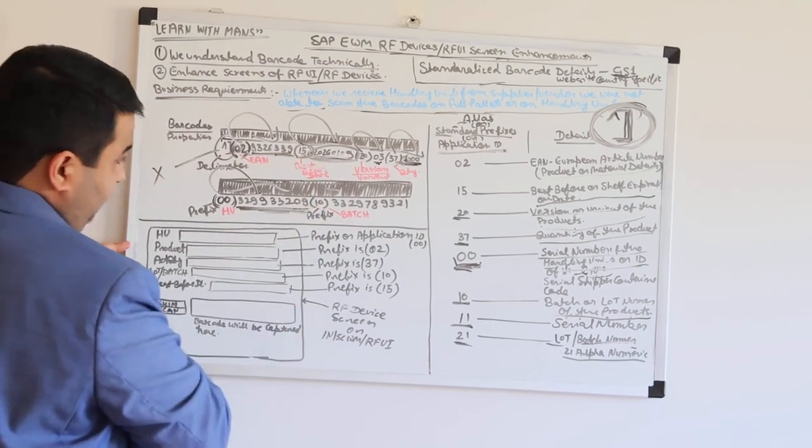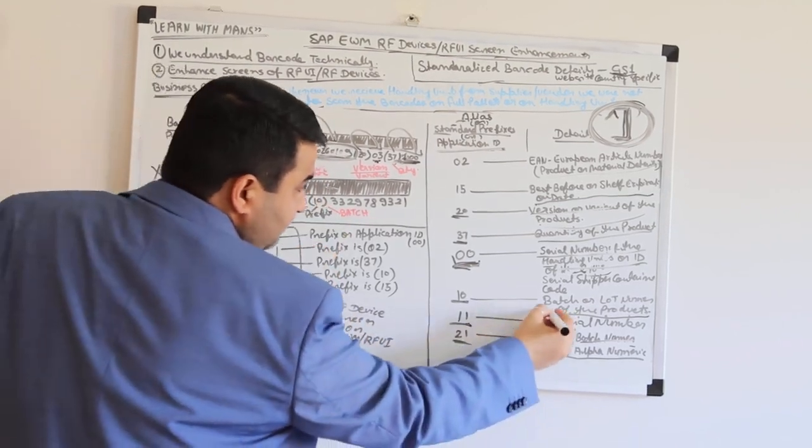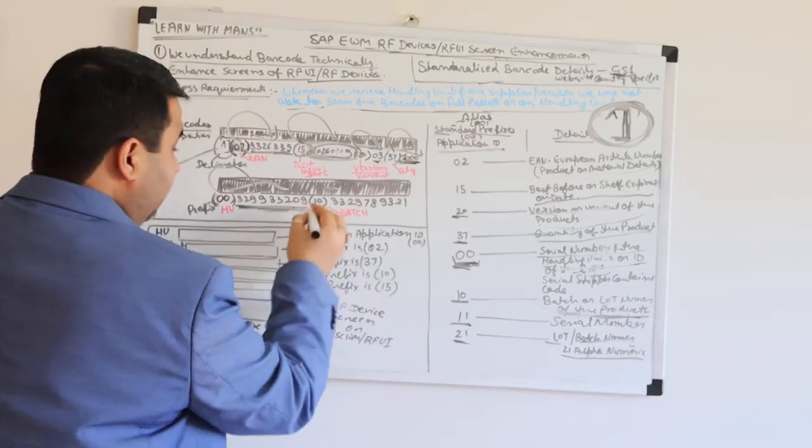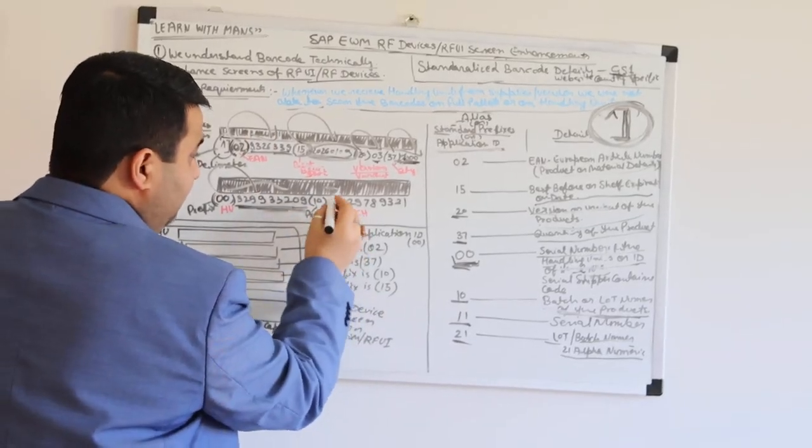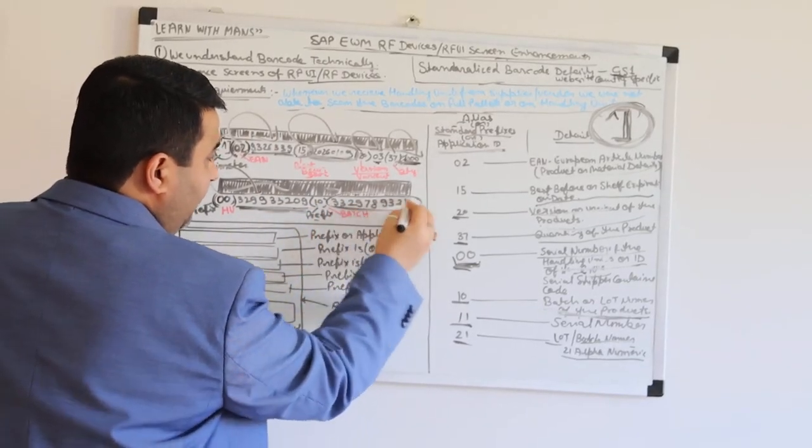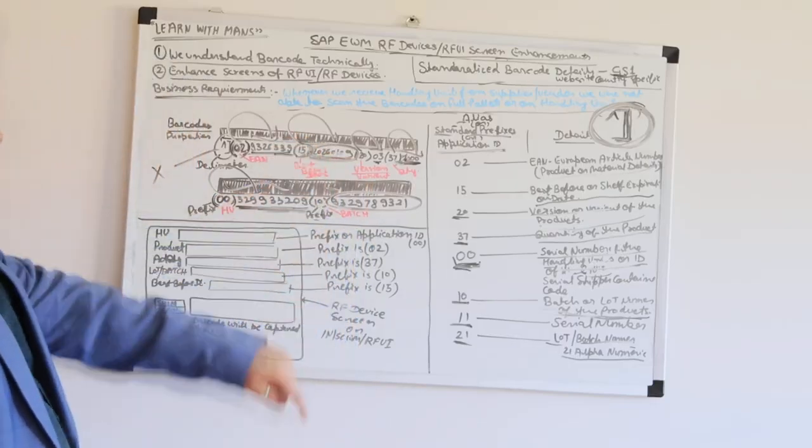Then we see 10. 10 means batch or lot number of the product. The 10 prefix indicates this is the batch or lot number of the product. Inside we have the HU.